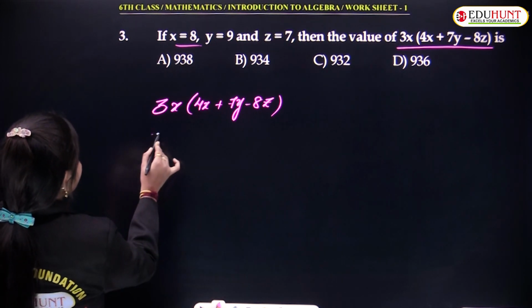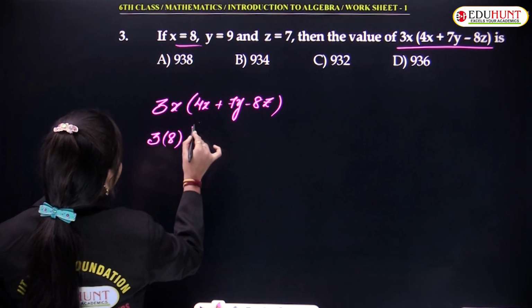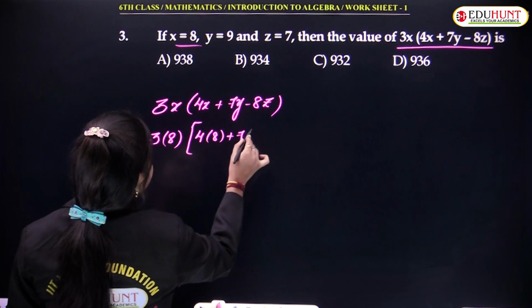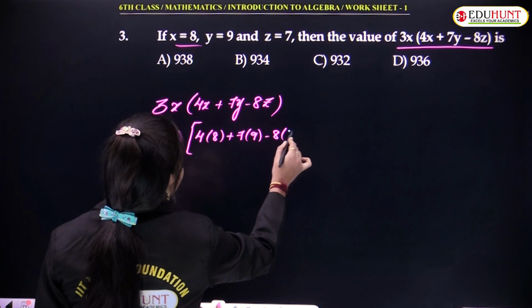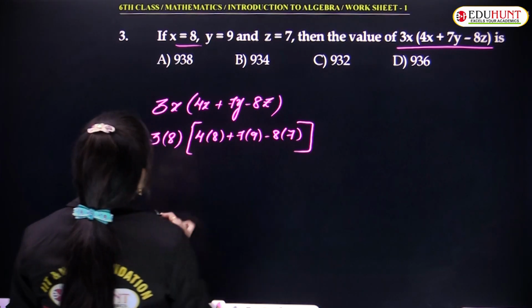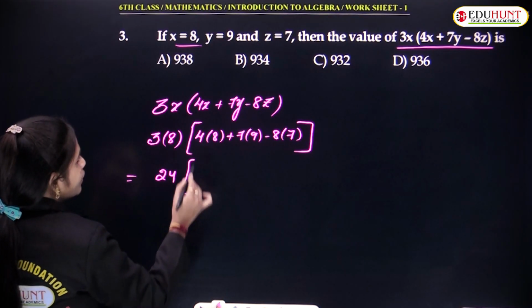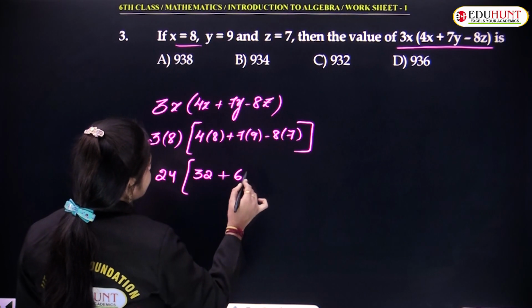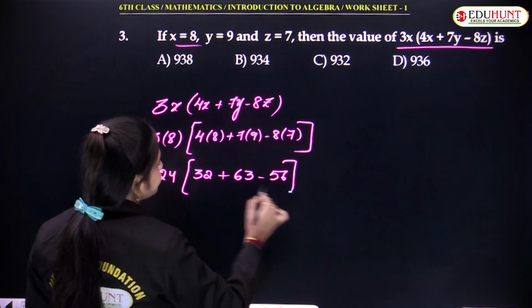Now substitute the values of X, Y, Z. See here, 3 into X is equal to 8 of 4 into X is equal to 8, plus 7 into Y is equal to 9, minus 8 into Z is equal to 7. Clear? Now here 3 8s are 24, 4 8s are 32, plus 7 9s are 63, minus 8 7s are 56.